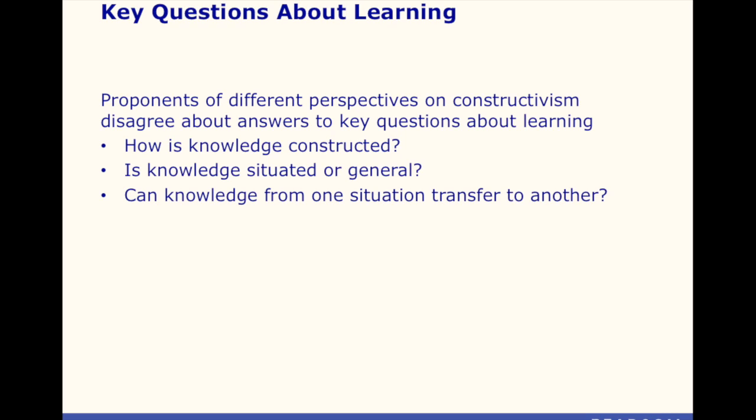So the key question on learning from this is, you have proponents of different perspectives on constructivism, and they disagree about answering key questions about learning. So how is knowledge constructed, right? We can go through several different dichotomies of how they think knowledge is constructed. Is knowledge situated or general? So do I learn it in one particular instance? In schools, is it situated there and only applied in schools, or can it be transferred out? Now, I would suggest that it can be transferred out, and it's an equation of motivation and necessity.